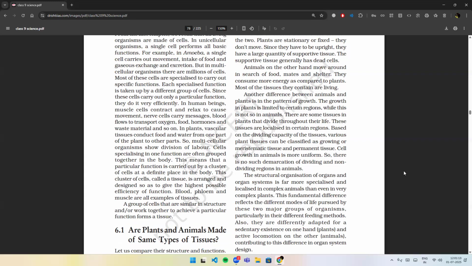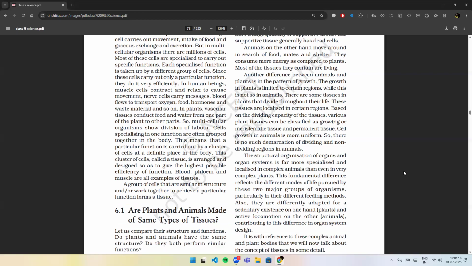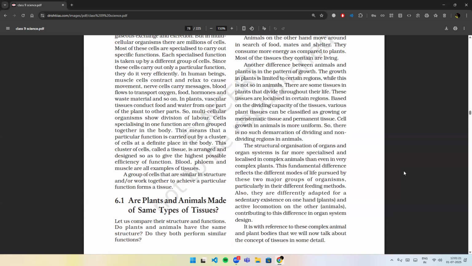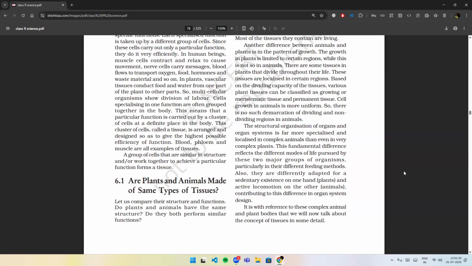Cells specializing in one function are often grouped together in the body. This means that a particular function is carried out by a cluster of cells at a definite place in the body. This cluster of cells, called a tissue, is arranged and designed so as to give the highest possible efficiency of function. Blood, phloem, and muscle are all examples of tissues. A group of cells that are similar in structure and all work together to achieve a particular function forms a tissue.